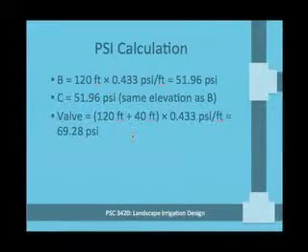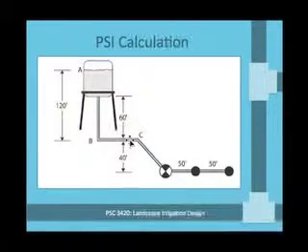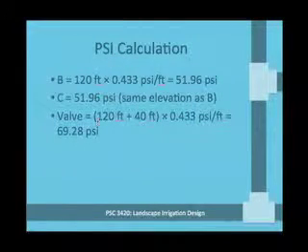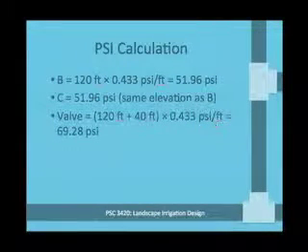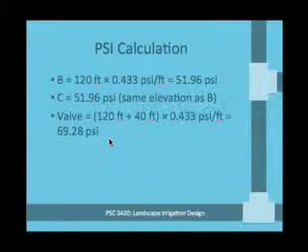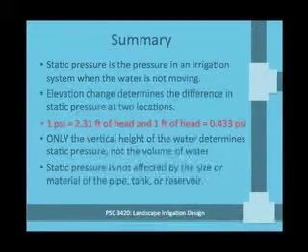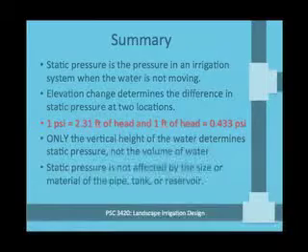However, there is some change as we move along to the valve, and you can see here that in addition to this 120 feet, there's another 40 feet of elevation change as we move to the valve. So we have in total from the top of that tank a change of 120 feet plus 40 feet, 160 feet in total, and multiplying that by 0.433 psi per foot, the static pressure at the valve would be 69.28 psi.